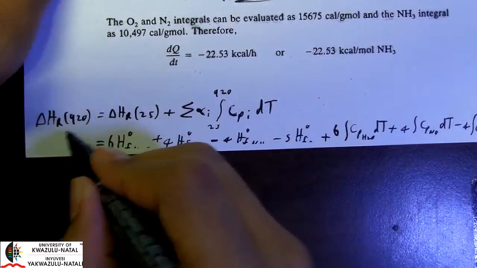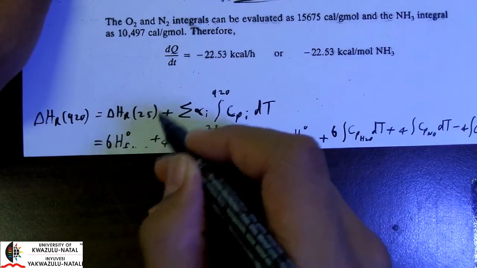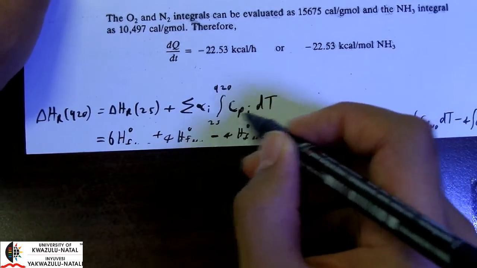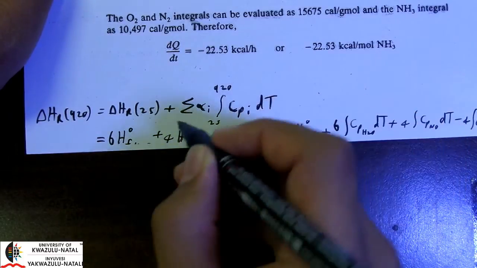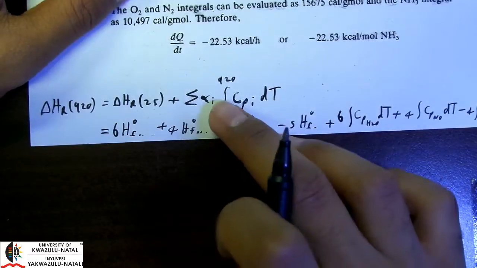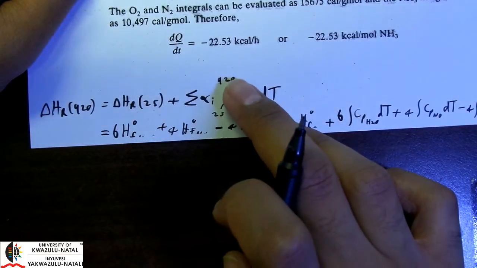Over here I've also included that delta HR at 920 is equal to delta HR at 25 plus my summations of my Cp values. And these are of course my stoichiometric coefficients for each species in the reaction, integrated from 25 to 920.